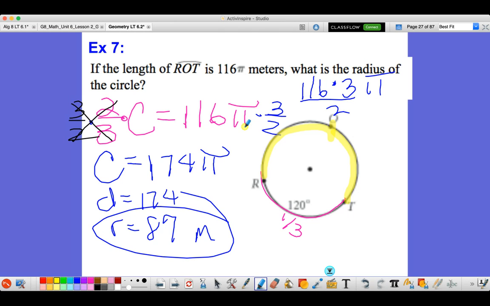The way that I solve an equation with a fraction on it is by multiplying by the reciprocal. So that 2/3 multiplied by 3/2, those reduce and give me 1. And then I have to do the same thing to the other side of my equation. So 116 pi times 3/2. You can do the 116 times 3 divided by 2, and then you have times pi. You end up with 174 pi for the circumference, which means that the diameter is 174, and to get the radius, you divide by 2, and you get 87 meters.